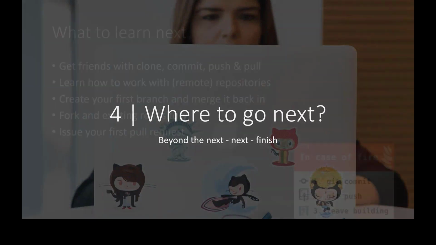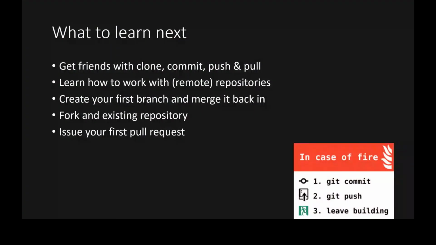All right, we've got 8 minutes left, so time to talk about where to go next. We only touched upon the very basics of Git. So the first thing you need to do is get acquainted, or get friends, with the traditional cycle of Git: clone, commit, push, and pull. If you know that, you already are way ahead of many other people. It's the simple basic commands that will get you the furthest.